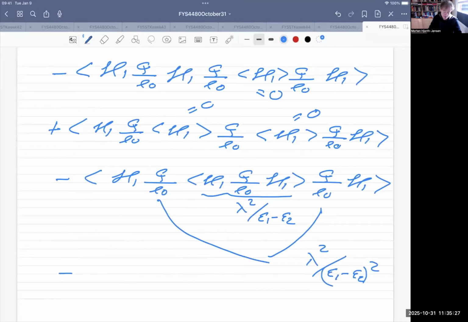So when I add everything together, I get a minus lambda to the power of 4 over epsilon 1 minus epsilon 2 to the power of 3. And this is exactly what we had when we did the Taylor expansion of the square root. So I'm not going to intimidate you by asking you to do the fifth order, sixth order term, because this is not very exciting. But you will see that if you do that, you will get these terms successively.